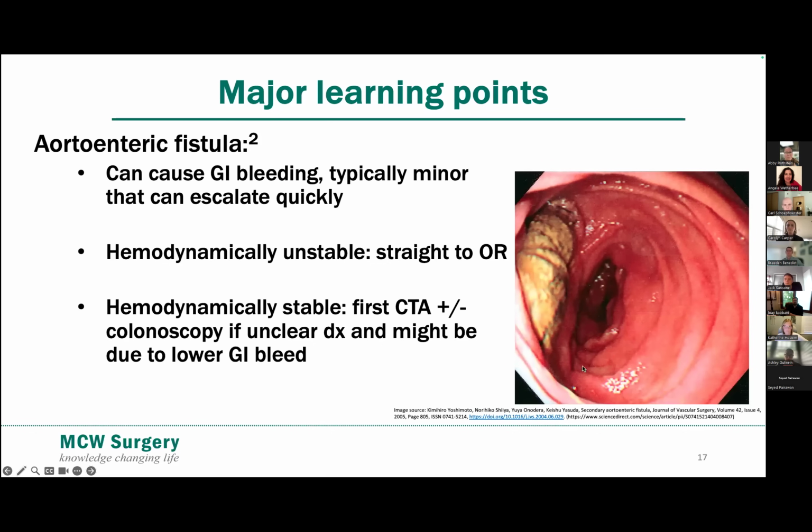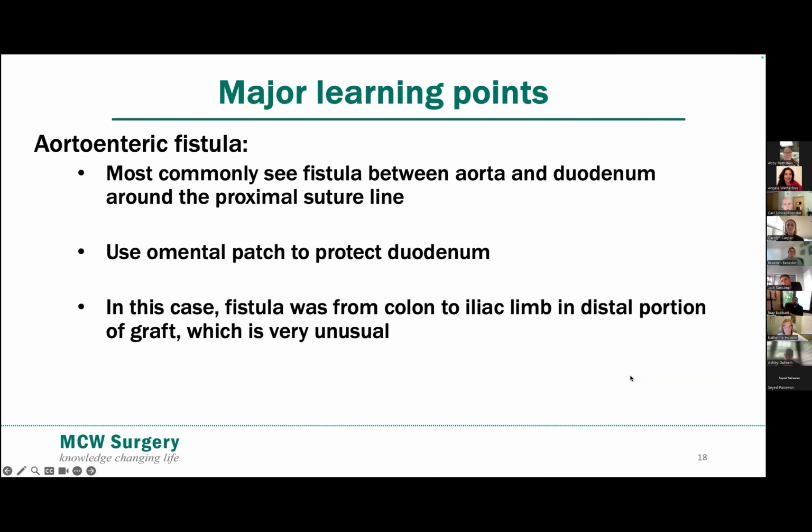And this isn't our patient, but I thought it was a cool picture seeing the graft erode into the duodenum here. And you most commonly see these fistulas between the aorta and the duodenum, like in the past couple of slides, these pictures, around the proximal suture line. We try to prevent this by using an omental patch to protect the duodenum. And in our case, the fistula is actually from the colon to the iliac limb, which is very unusual.